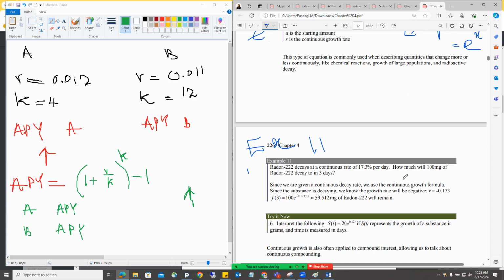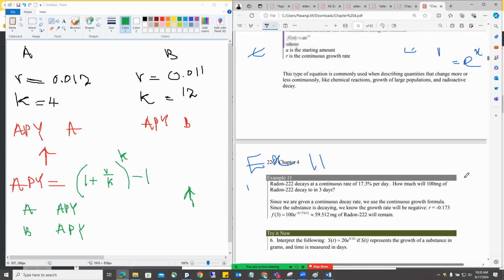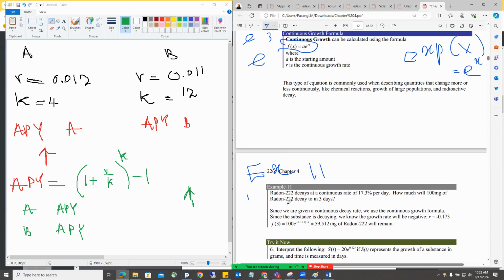Radon 222 decays at a continuous rate of 17.3% per day. How much will 100 milligrams of radon 222 decay to in 3 days? You can just use this function, f(x) equals A times e to the power of Rx. For this continuous growth, you can use these ones. Yeah, try to do that one.